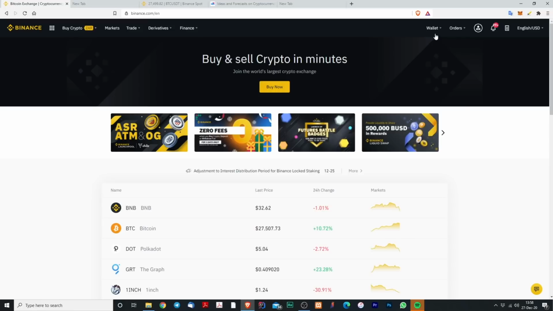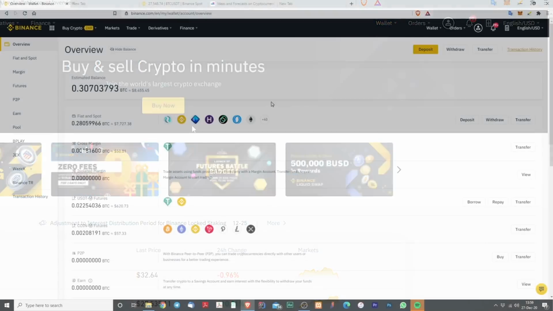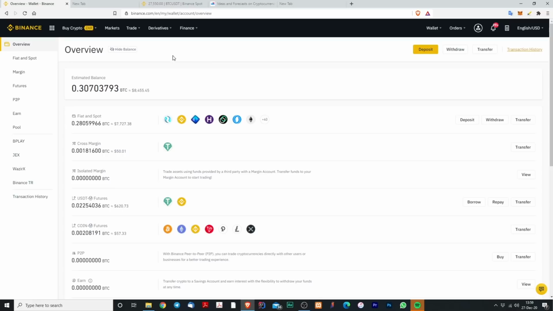So you simply go over here, it says wallet, and once you hover around that wallet, you will see that it has a list of things going on. So what I need you to do is to click on the overview. The overview shows you the balance of all these other wallets, right? Because there are different types of wallets for different types of trading, and we're going to get into that. And you see it has this eye here where it says hide balance, so I can actually hide my balance if I want to, or I can bring it back up.